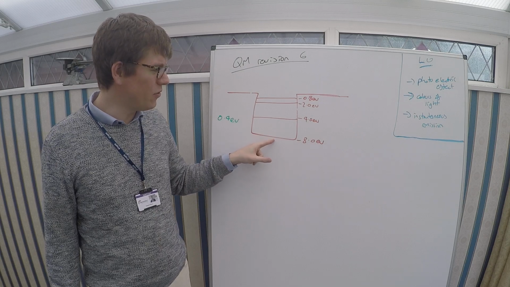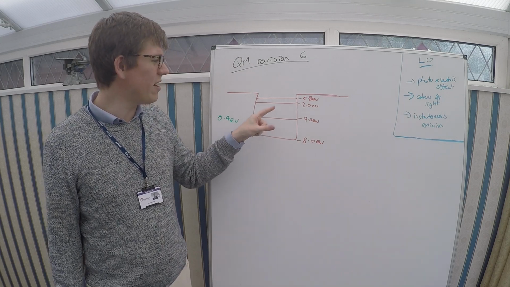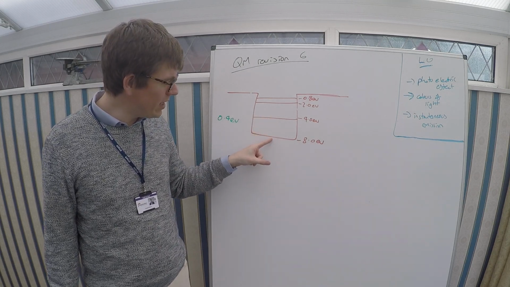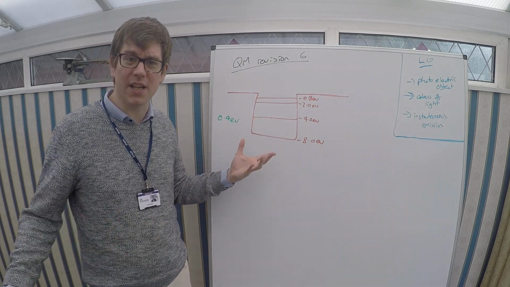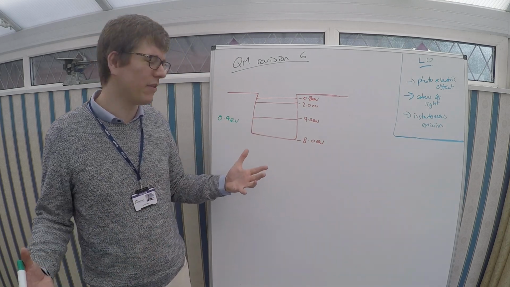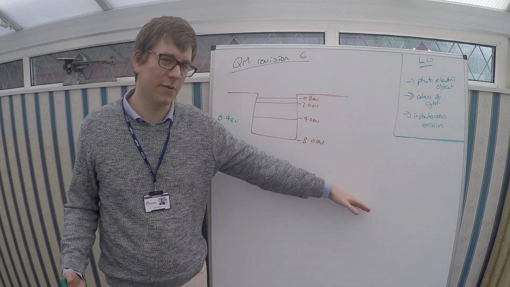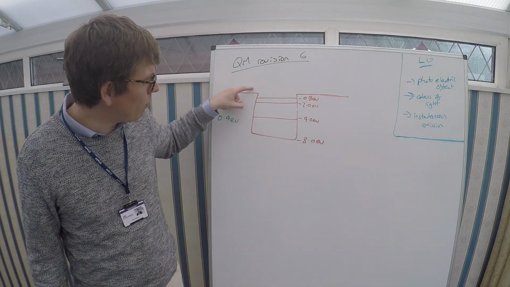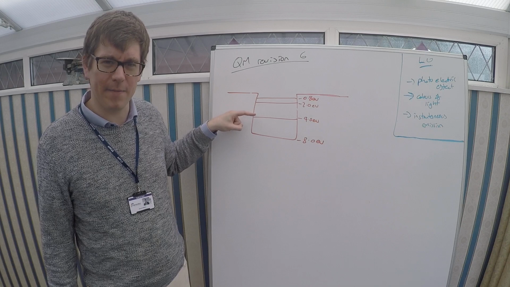If you give an electron here 0.4 eV, that's not enough for it to get up to the next one. And remember, it can only exist here or here, so it can't accept the photon. It won't do anything with the photon. The photon will just rock up and then just continue on its way. Similarly, we need a full 0.8 to get out of here.